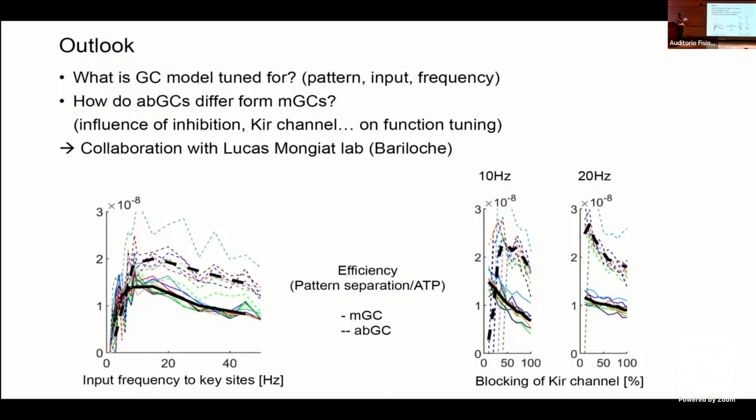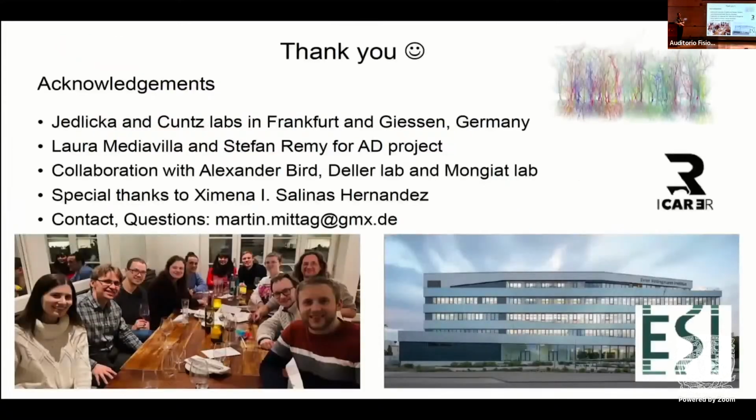Here there seems to be a difference between the adult born, which is this line, and the mature ones, this line, in that there's a shift in the frequency tuning. And for the Kir channel, when you block it, there seems to be an optimal range for the adult born cells, but for the mature cells, the performance just goes down. So this is a little thing that I'm currently working on. And that's basically it from the talk.